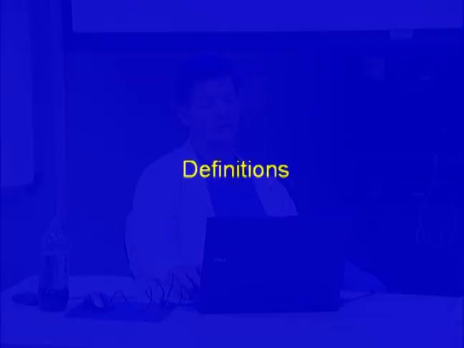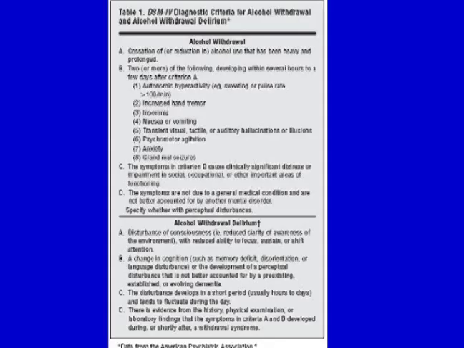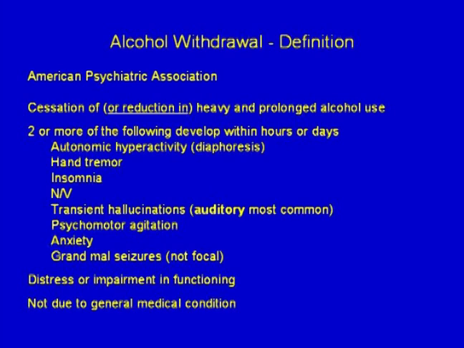So, a couple of definitions. This is the textbook definition by the DSM for alcohol withdrawal and alcohol withdrawal delirium. You can see that they're two separate definitions and pretty busy. To break it down, alcohol withdrawal is defined by the American Psychiatric Association. The key features are that it's a cessation or reduction in use, so you can still have a blood alcohol level and withdraw. Heavy and prolonged use.